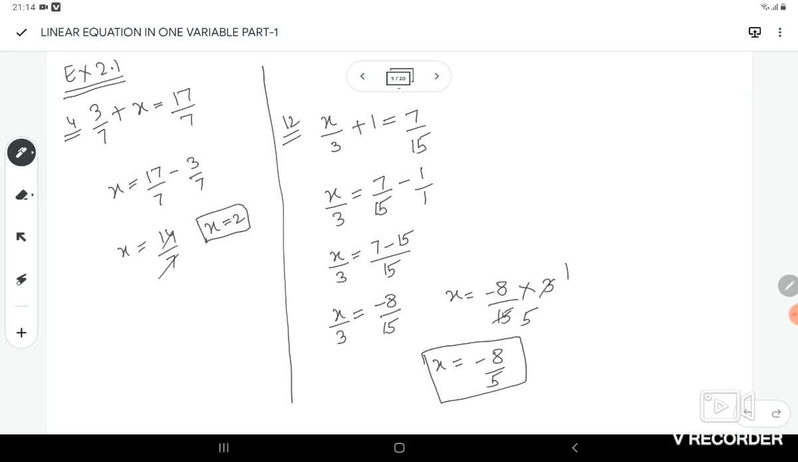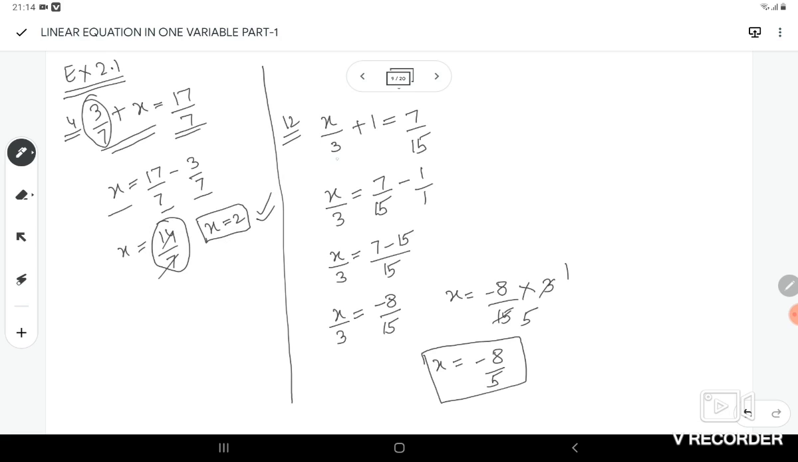Now let's solve some of the questions of exercise 2.1, which are more important. That is 3 by 7 plus x equal to 17 by 7. So we are going to transpose 3 by 7 to the right hand side. Here it is in the positive form, so on going to the right hand side it will come in the negative form. So x becomes equal to 17 by 7 minus 3 by 7, which comes out to be equal to 14 by 7. So x comes out to be equal to 2.